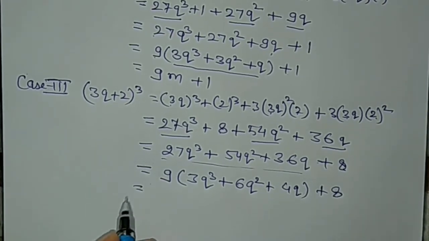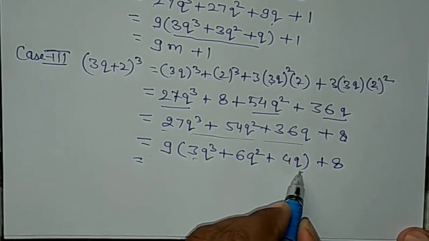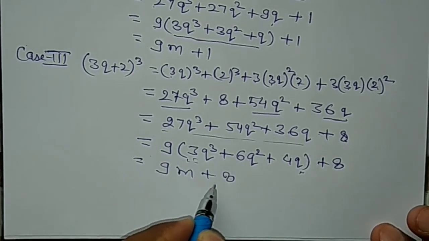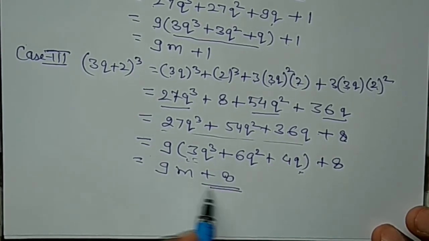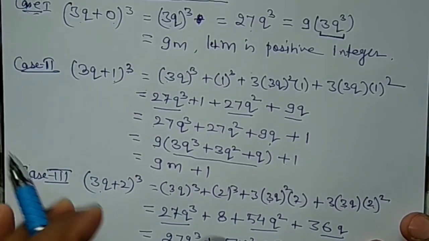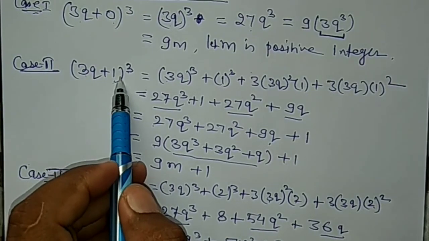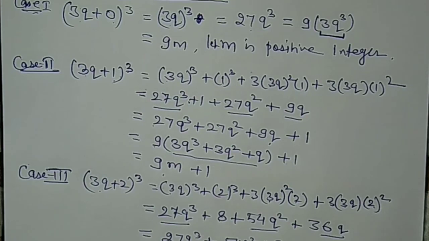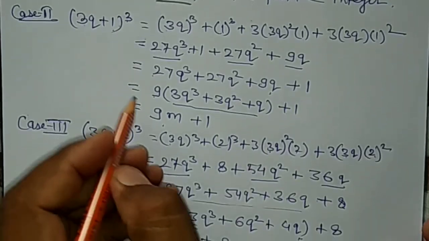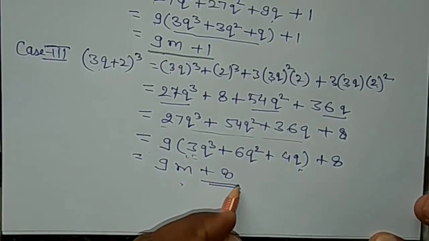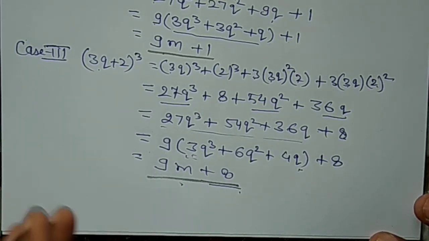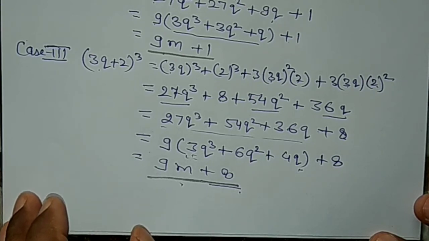So I am supposing this as m, a multiple of 9, so this is 9m plus 8. So this number comes to be 9m plus 8. And the earlier cases: the cube is 9m, the second is 9m plus 1, and the third is 9m plus 8. That we have to prove. So that is over exercise 1.1. If you have any doubt, you can comment in the video.